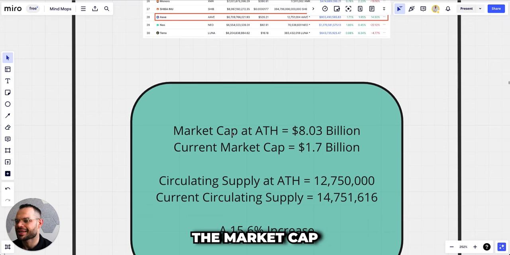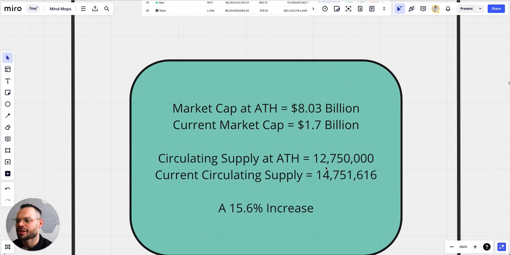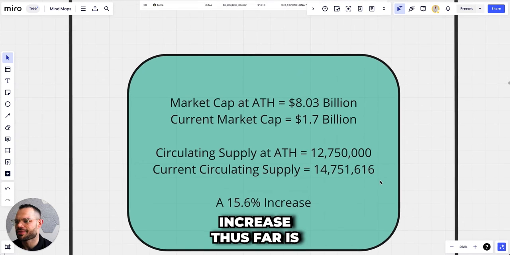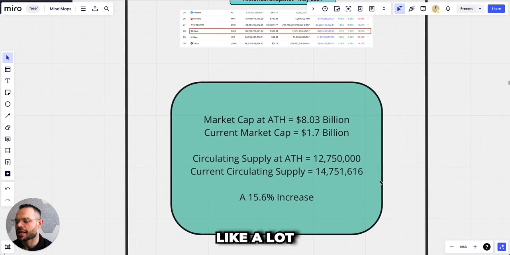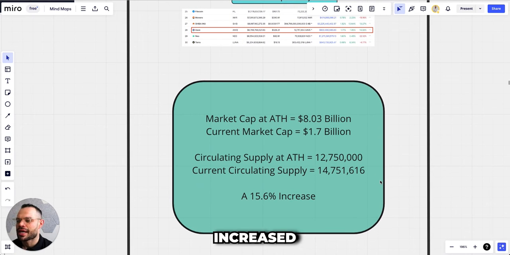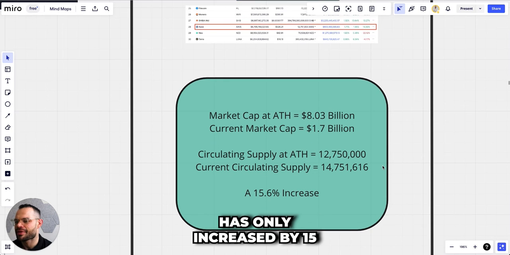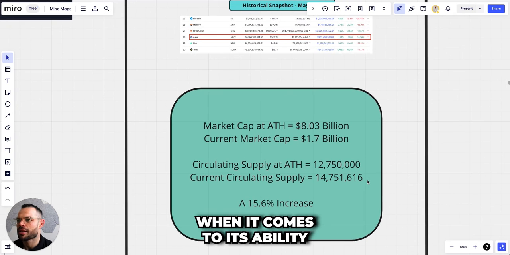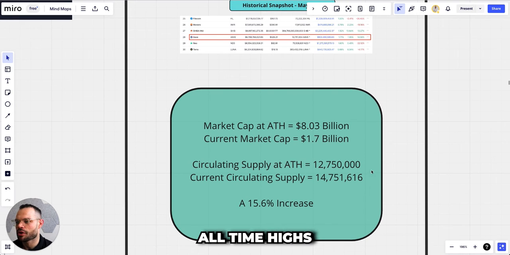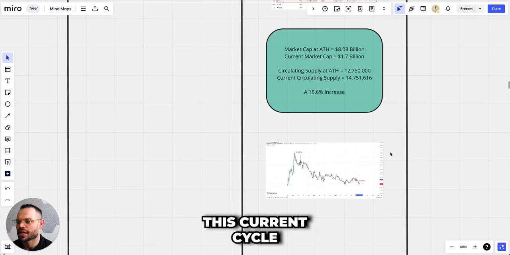It's also worth noting that the market cap at its all-time high was just over 8 billion, and we're currently sitting at a market cap of around 1.7 billion. So the 15.6% increase thus far is pretty reasonable. A lot of other projects have increased their circulating supply since 2021 by upwards of 30, 40, 50%. So given the fact that Aave has only increased by 15.5%, it definitely bodes pretty well when it comes to its ability to put in new all-time highs this current cycle.